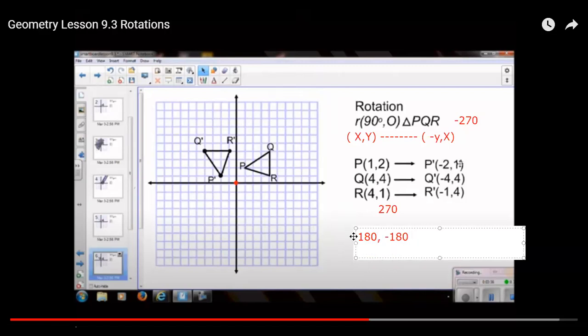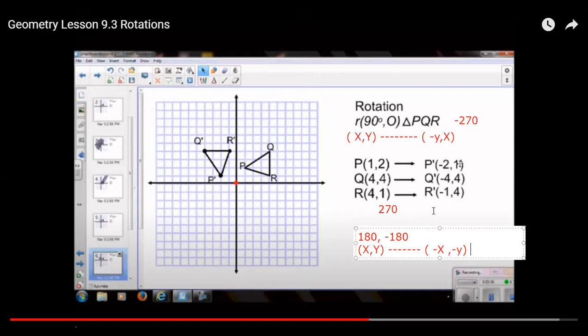Once we have x and y, we will switch. We will switch, grade 8. No, they stay the same, but we will change only the sign, which means if it was positive, it becomes negative. If it's negative, it becomes positive, and so on.